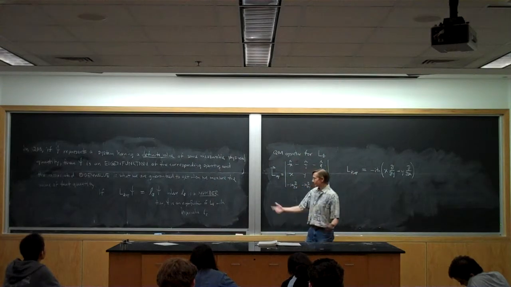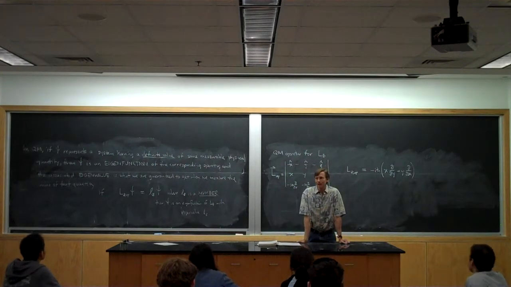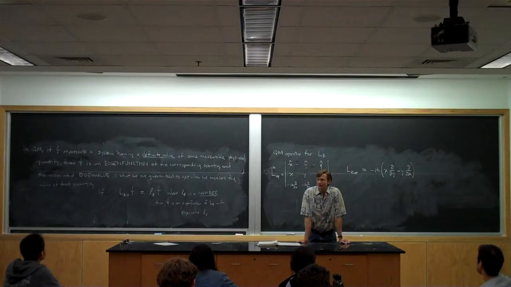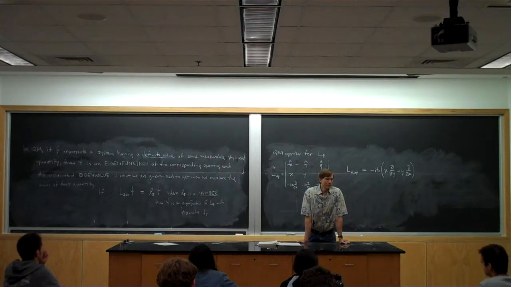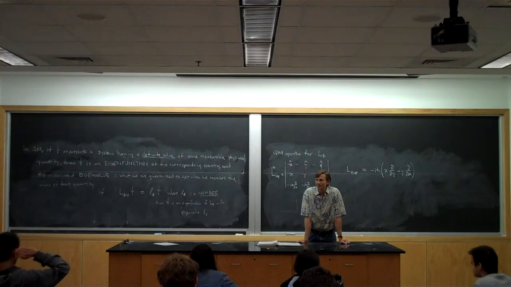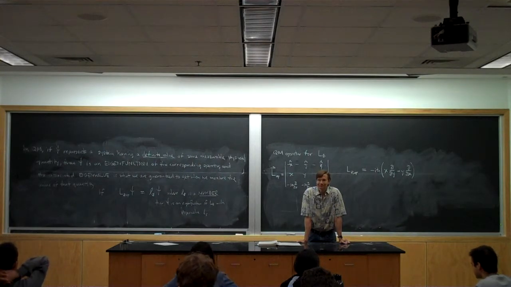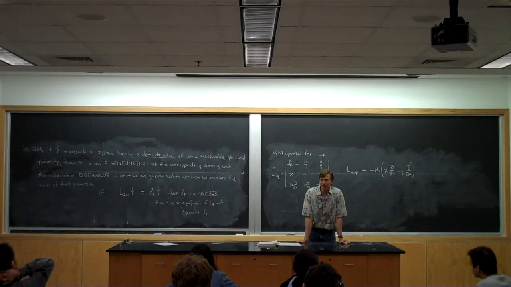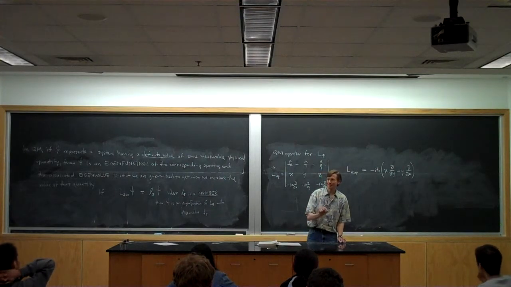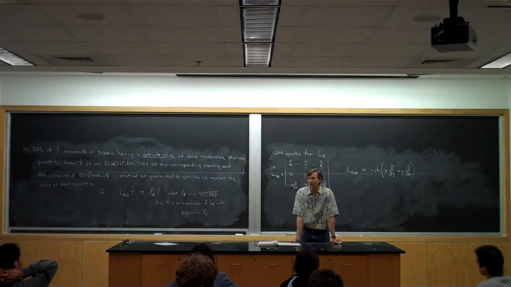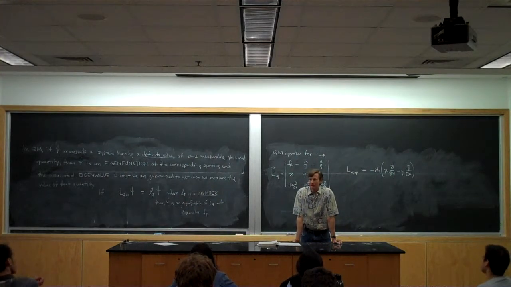Do you remember, it turns out, as we'll show later, what are the eigenvalues for L sub z? What are the possible orbital angular momenta in quantum mechanics? Multiples of... That works for spin. You can have spin angular momenta where there's a half in there. But if it's orbital angular momentum, it's an integer multiple of h bar.